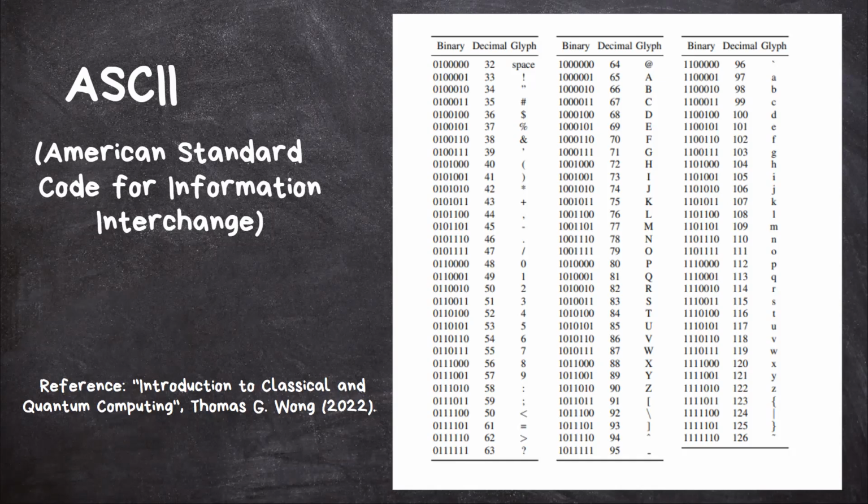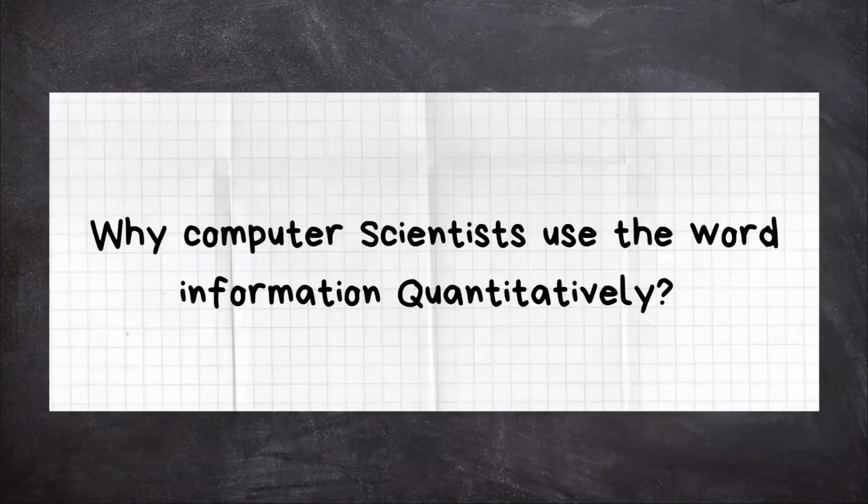Next, let's move on to the next part. I hope you understand till here. In the next part, we just want to understand why computer scientists use the word information quantitatively.